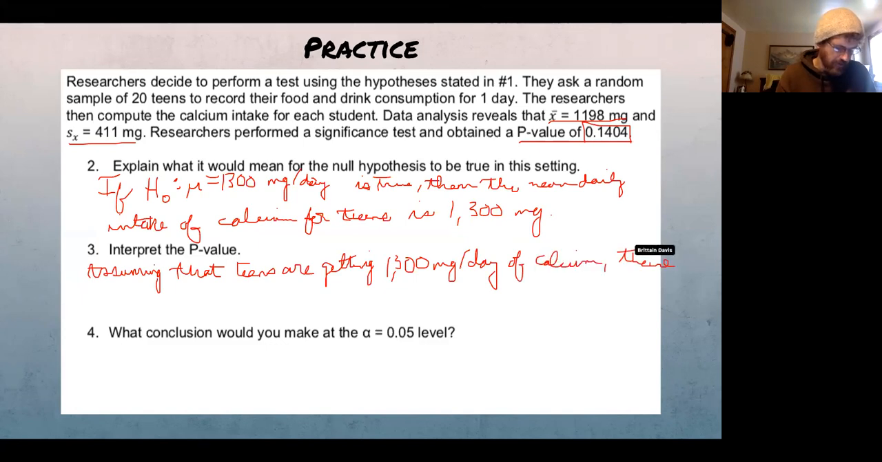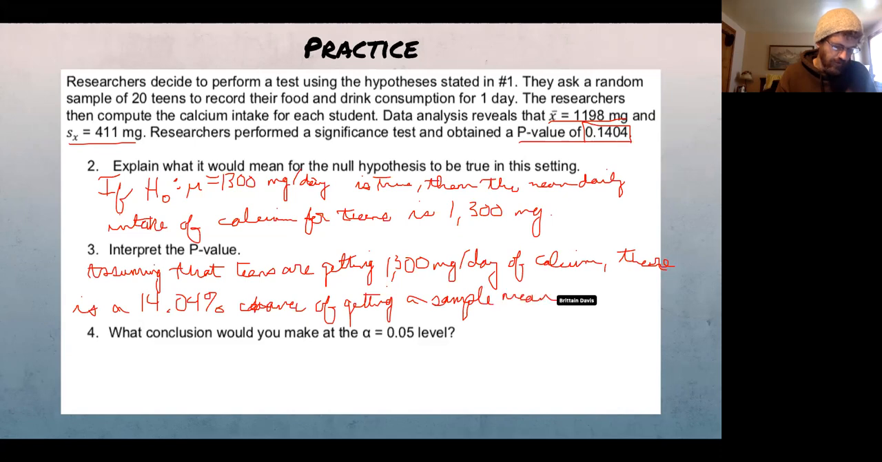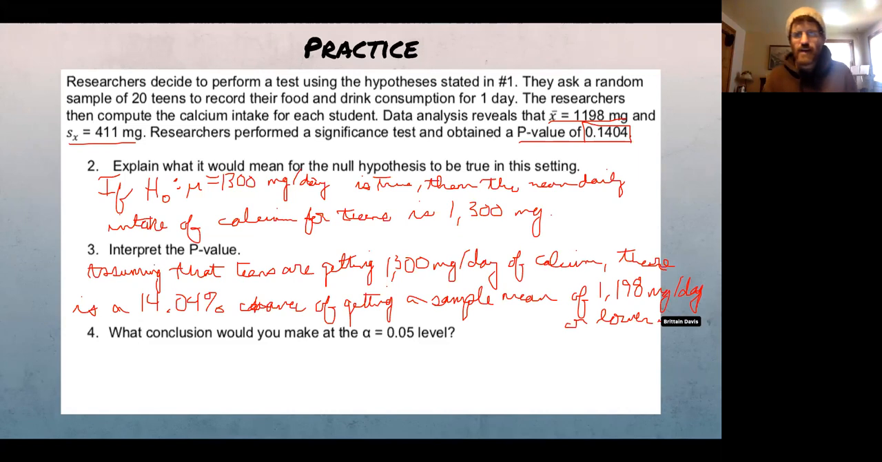there is a 14.04% chance of getting a sample mean of 1198 or lower. Okay. So that is how we can interpret the p-value.